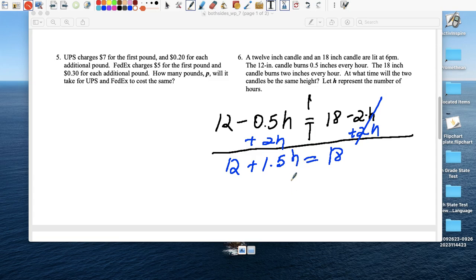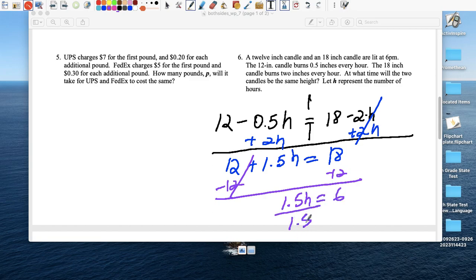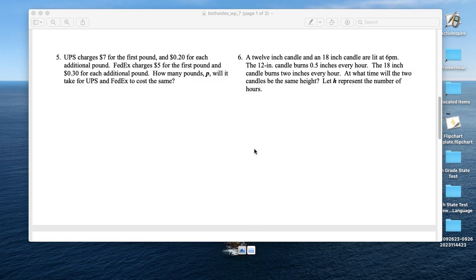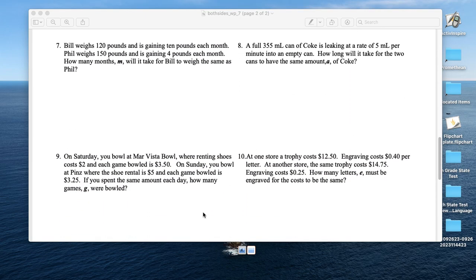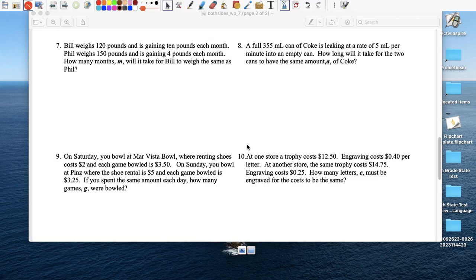Let's go to isolating h now. We can subtract 12 on this side and 12 on the other side. That goes away. I'm left with 1.5h equals 6. Divide by 1.5 and divide by 1.5. So h equals 4. So in 4 hours, these two candles will be at the same height. Okay, so again, very repetitive, but once you have the setup, everything else is easy.